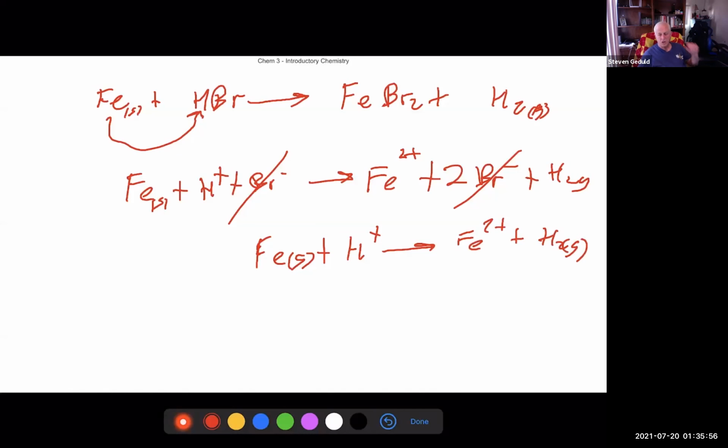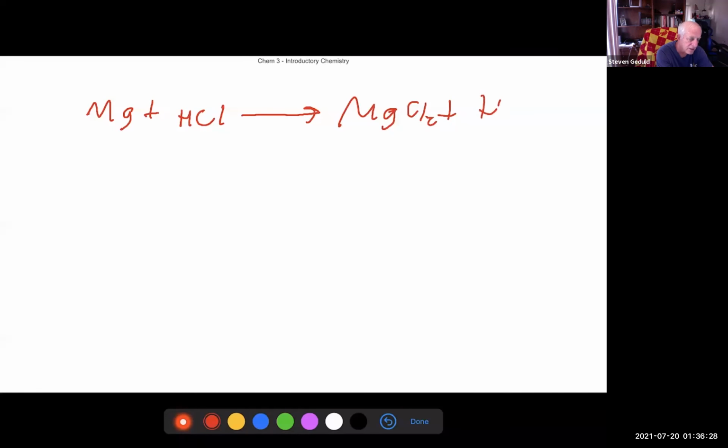Now you have to use what's called an activity series to see if that reaction will occur. Because sometimes the metal is not strong enough to replace the hydrogen on the acid. In other words, you look at what's called the ionization table. I'll show you that in a second. I think you have one in your book. In other words, if you took magnesium and reacted with hydrochloric acid, it should produce magnesium chloride plus H2 gas.